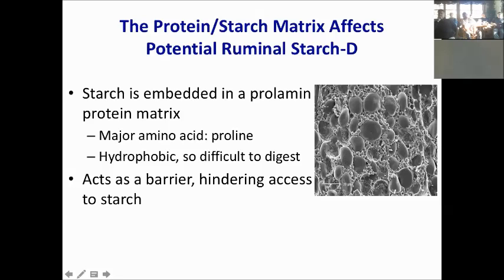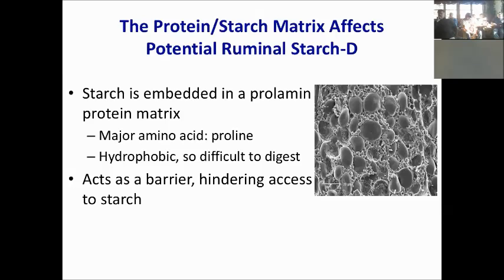pictorially, what happens is that in this picture here, all of these big globules are starch granules. And all of these little globules around here that look like they're making a matrix, like a honeycomb or beehive, are all the prolamin proteins. And as the amount and complexity of these prolamin proteins become bigger and more complex, it starts to hinder access to starch by rumen bacteria and the cow's amylase enzymes.